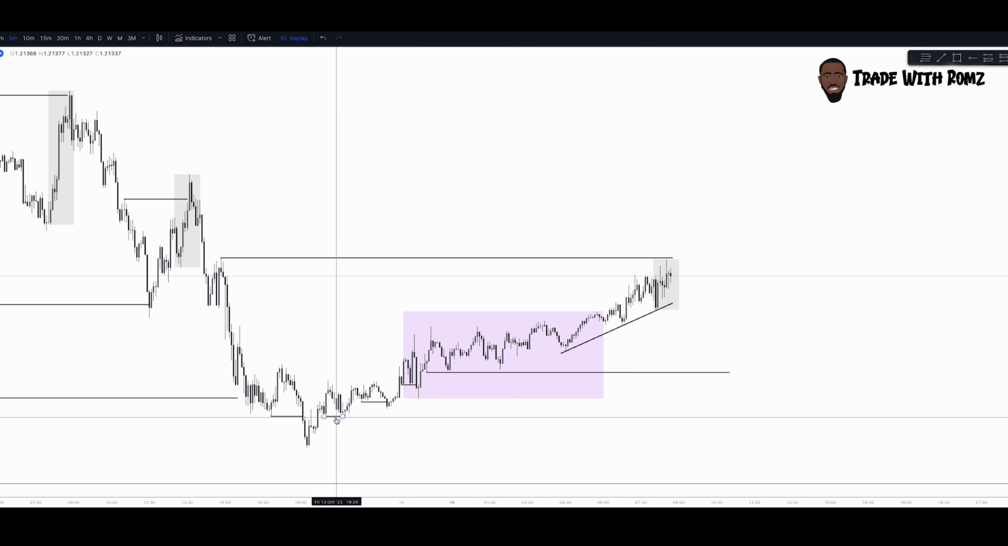I don't trade at these times anyway. This is from 7 p.m. UK time right through the Asia session, right? I don't trade those times, so it's whatever. However, this was London now. During the London session, this is when I was looking at a trade.